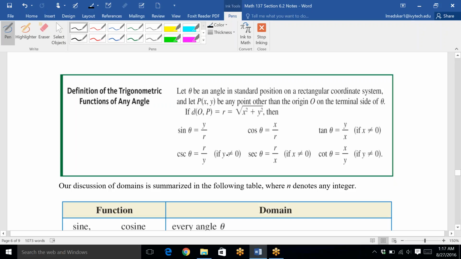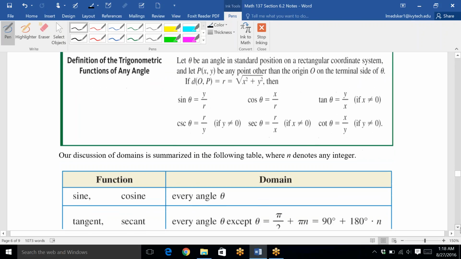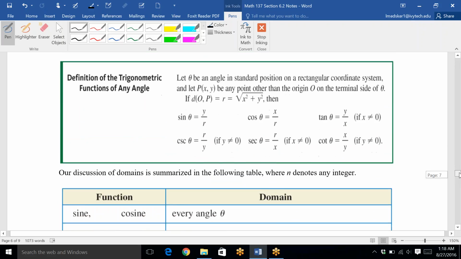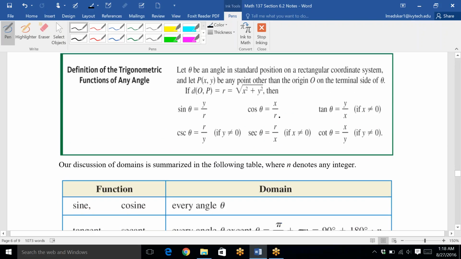So notice the ones that you worry about with domain is whether or not the y or x is equal to 0 or not. So we cannot have those, otherwise that function would be undefined there. And that leads into this discussion right here. Because sine and cosine, no matter what, always have the radius in the denominator, that's that hypotenuse. The hypotenuse is never 0.